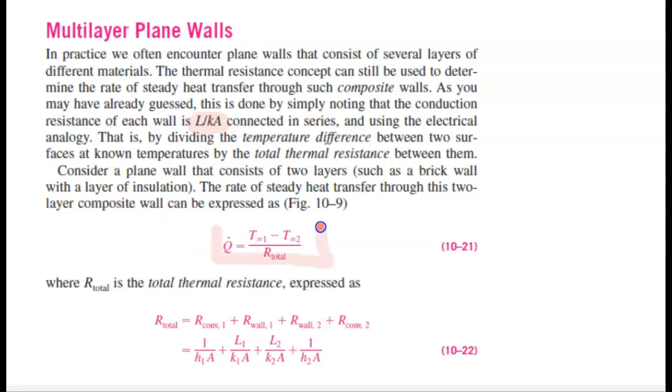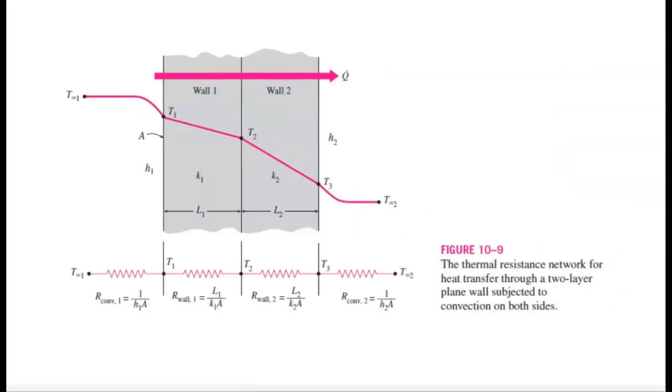Now we got this formula already. Now we know the R total is equal to R convection 1, R of the wall 1, R of the wall 2. Imagine there are 2 solid walls inside, different materials, and R of the convection 2. So R of convection 1 is 1 over H1A. R of the wall is L over KA. Now the second wall is L over KA, but L is different and K is different, so L2 K2. And for the other one, 1 over H2A, where L is the thickness, H and the K's are constants, and A is the area of the wall.